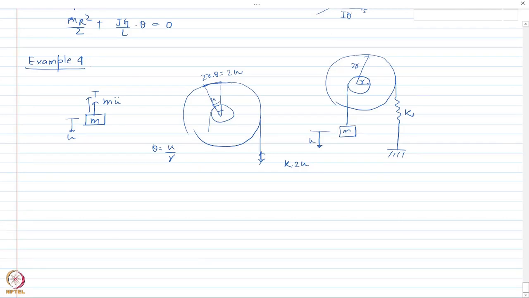So if I consider the free body diagram of the whole disk arrangement, I would have force 2ku acting here, and I have force T acting here. Remember that these disks do not have any mass themselves. If I take the moment of all the forces about the center of the disk, I get T times r is equal to 2ku times 2r, so that gives me T as 4ku. Now that I know the force in the string, I can write down the equation of motion of this mass, which would be nothing but m u double dot plus T equal to 0, which I can write as m u double dot plus 4ku equal to 0.